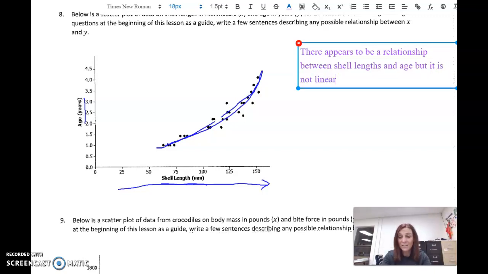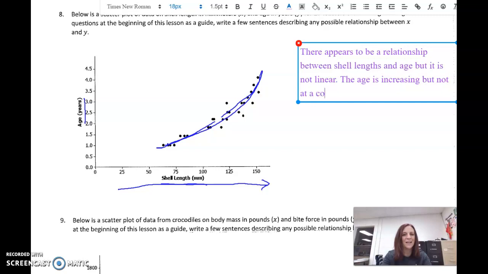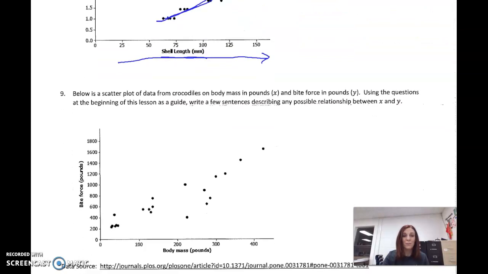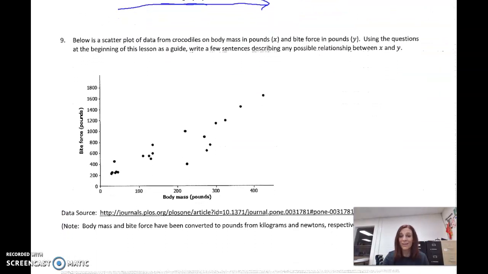Now, if we added some more lobsters there, I could be wrong. The age is increasing, but not at a constant rate, because if it was a constant rate, then it would be linear. All right, one more. So again, we said there's a strong relationship here, but it's just not linear. That's okay. Below, the scatter plot applies to data from crocodiles on body mass.